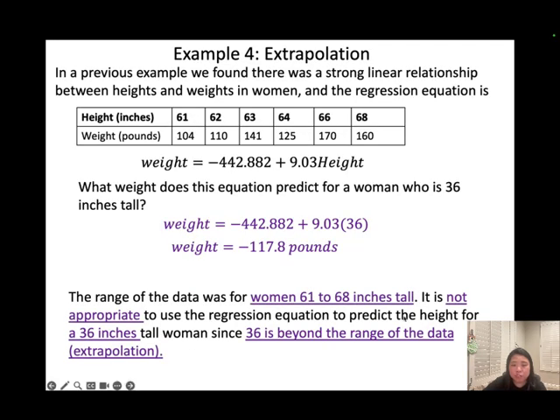Because the range of the data for the women is only from 61 to 68, and 36 is outside of this range. So it is not appropriate to use the regression equation to predict the weight of a 36-inch tall woman. And we call this extrapolation. Okay, keep in mind the x has to be within this range or really close to this range.